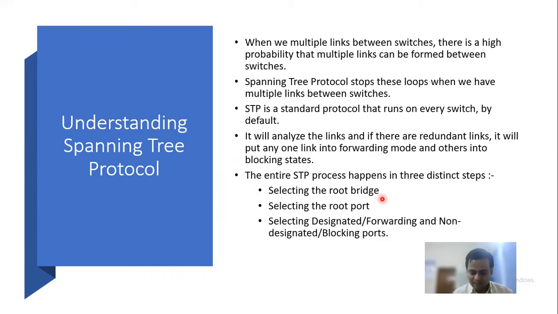And for every non-root bridge, there has to be one and only one root port using which it will try to reach the root bridge. If this main root port or main path is down, only then will it think of taking the alternate path. Otherwise, it will never consider the alternate path. So this is what we mean by spanning tree protocol.